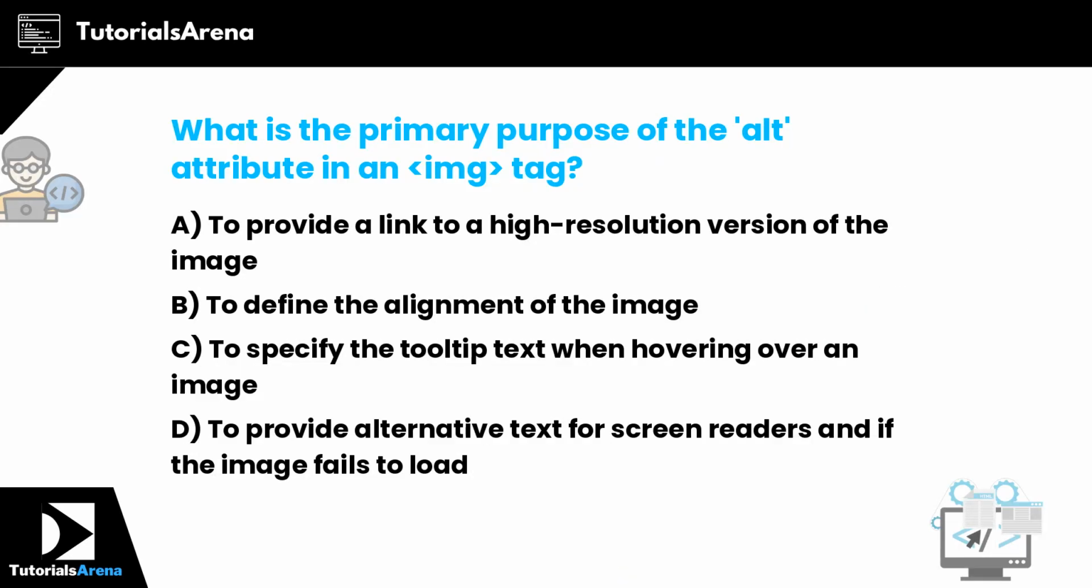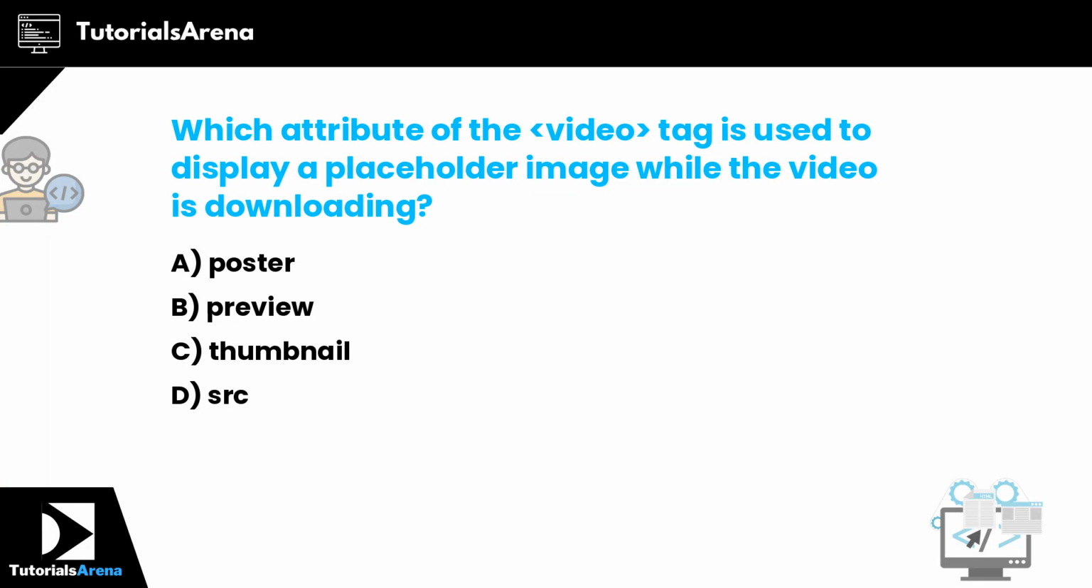What is the primary purpose of the alt attribute in an IMG tag? The correct answer is option D, to provide alternative text for screen readers and if the image fails to load. Which attribute of the video tag is used to display a placeholder image while the video is downloading? The correct answer is option A, poster.